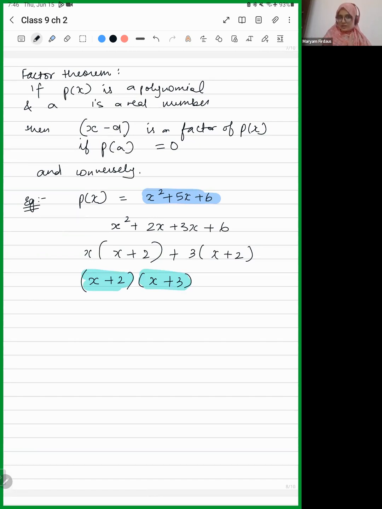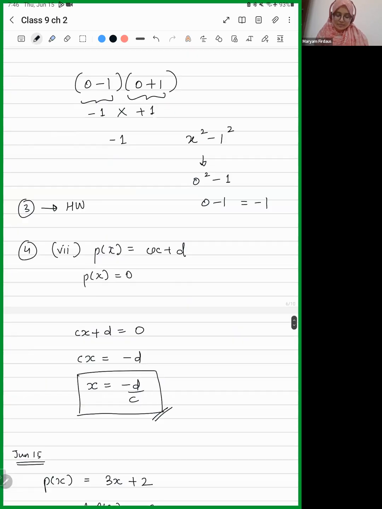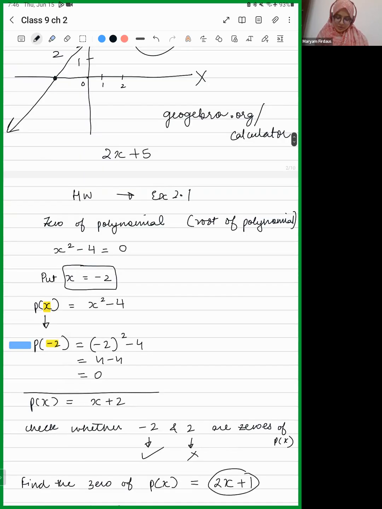So now this factor theorem says that if x minus a is a factor, then p of a will be equal to 0. That means a will be a zero of the polynomial, right? p of a is 0 means what? We have seen that p of a is 0 means that it is a zero of the polynomial. Let us just see where it was.